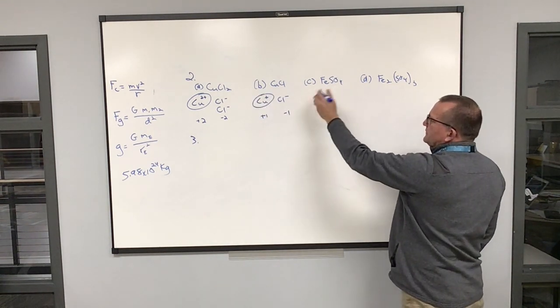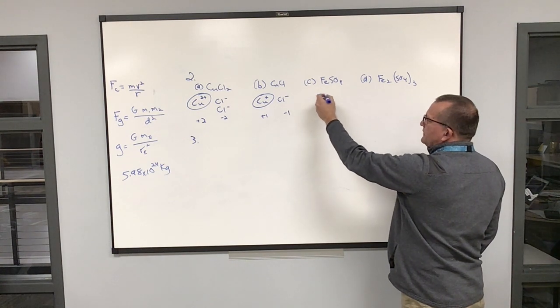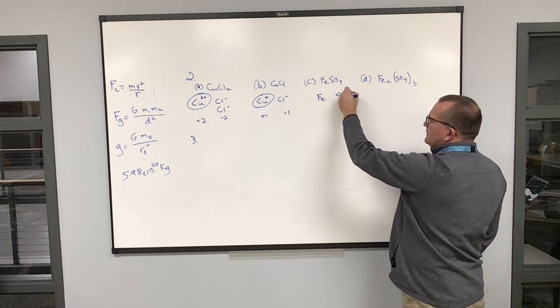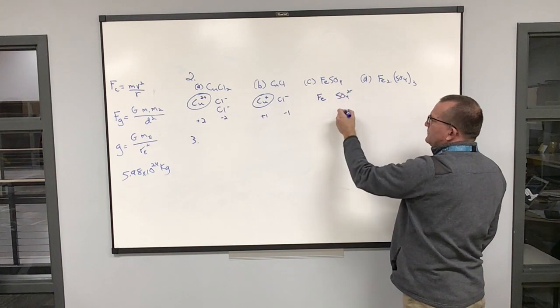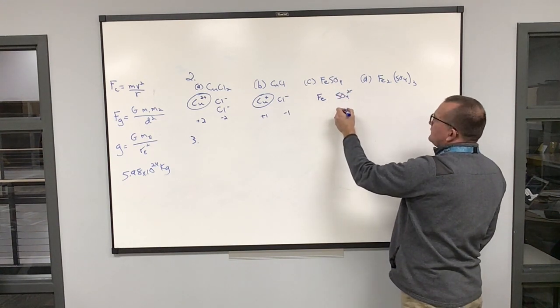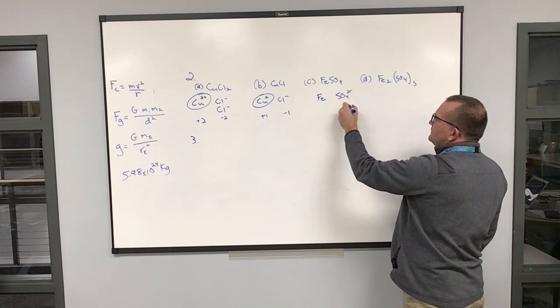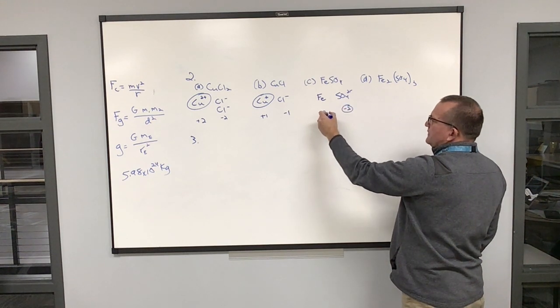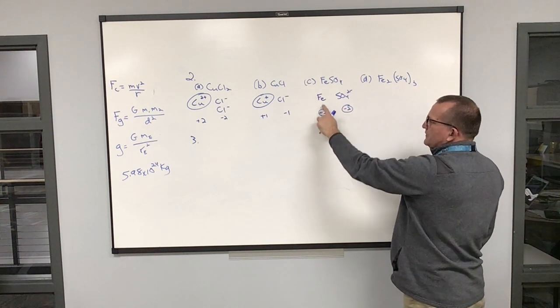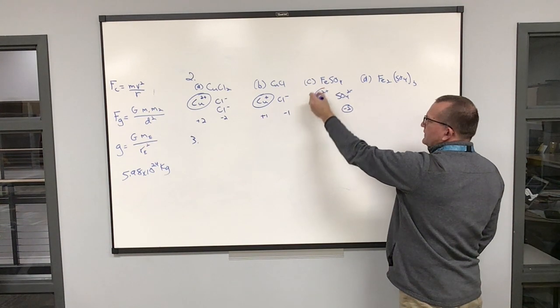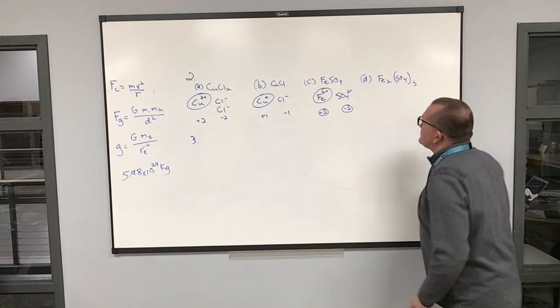I look here at iron and sulfate. I got Fe, an unknown charge, but SO4 is -2. There's just one of them. So this is a -2 total charge, which means I need a +2 total charge. There's only one Fe, so Fe is a +2 ion.